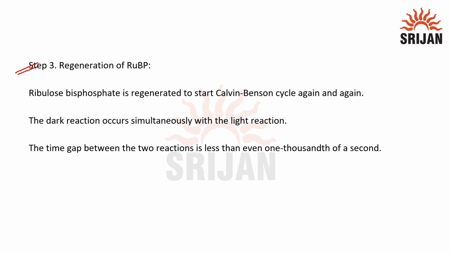The third step is regeneration of RuBP. Ribulose bisphosphate is regenerated to start Calvin-Benson cycle again and again. The dark reaction occurs simultaneously with the light reaction. The time gap between the two reactions is less than even 1/1000 of a second.